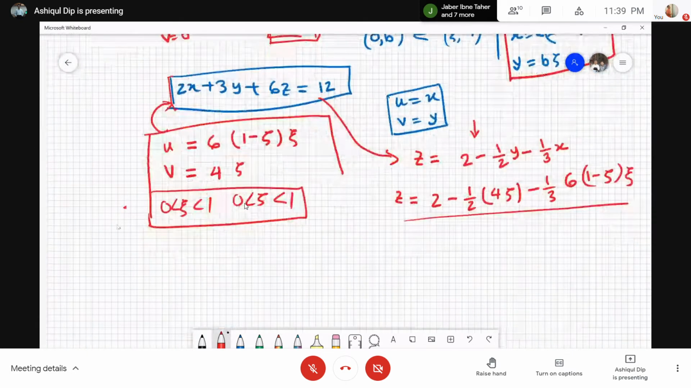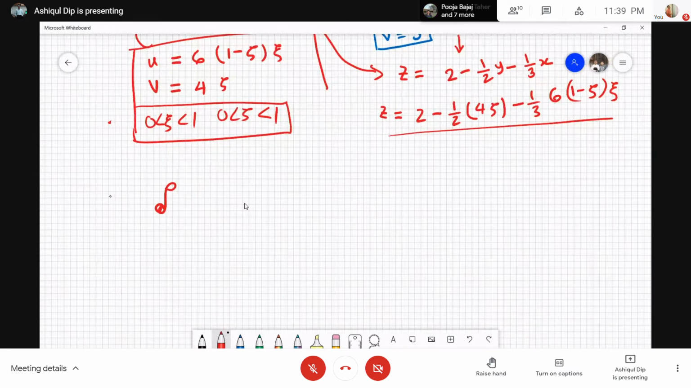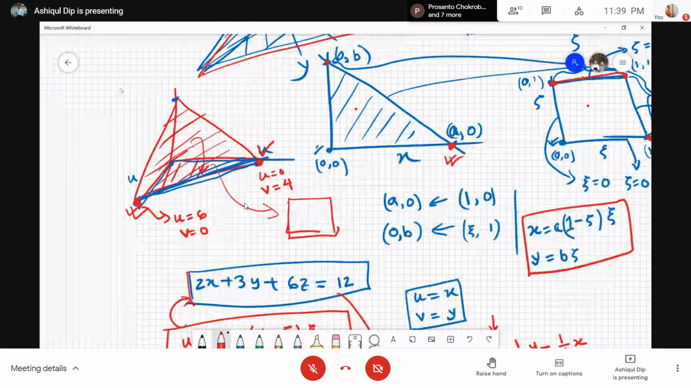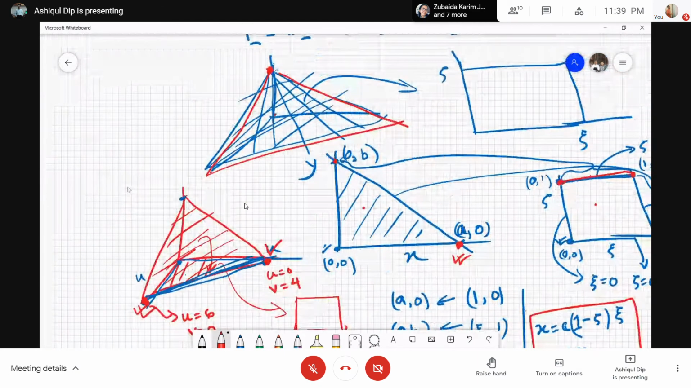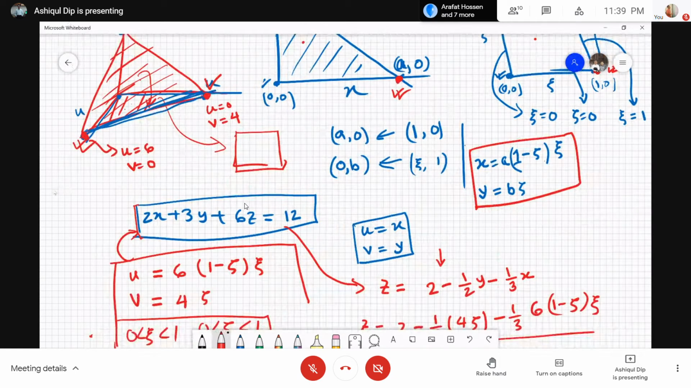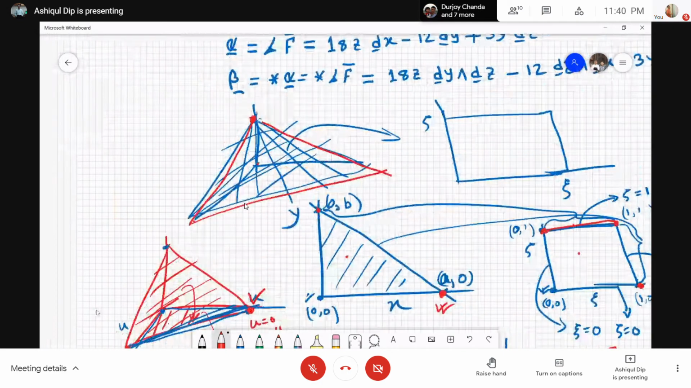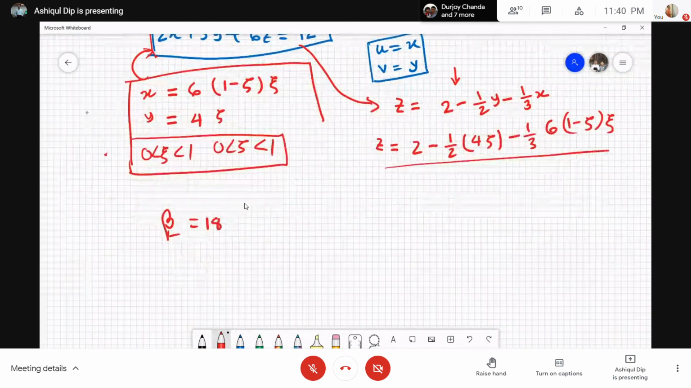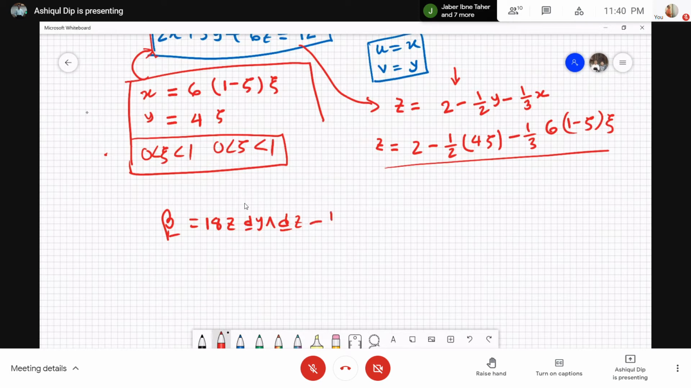To integrate, we have to integrate beta, right? And what is beta that we have just figured out? What is beta? Beta is z dx wedge dy plus 12 dz wedge dx plus 3y dx wedge dy. Right.